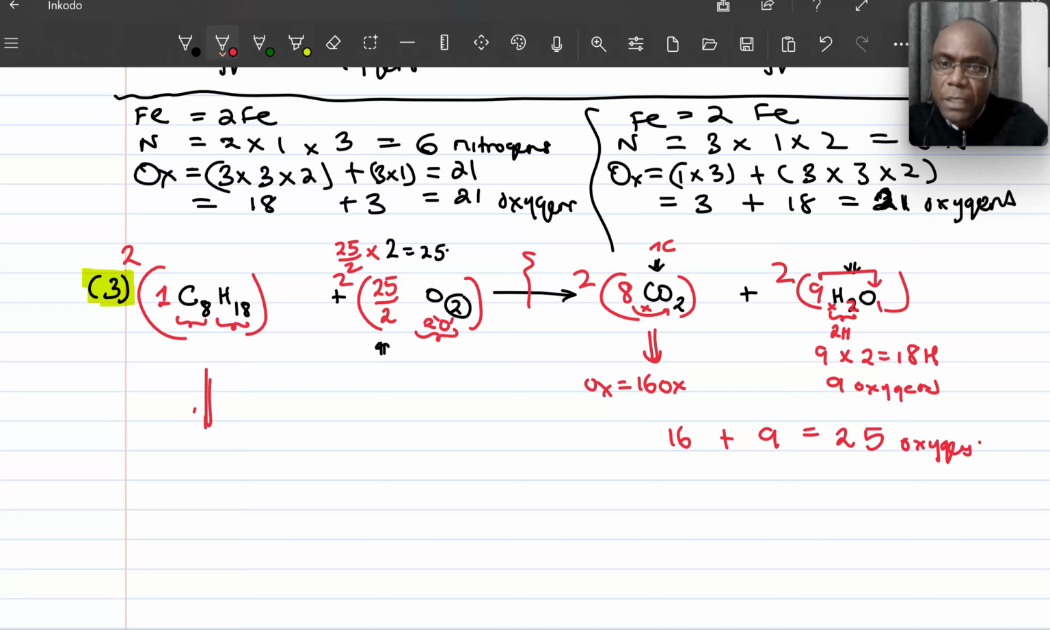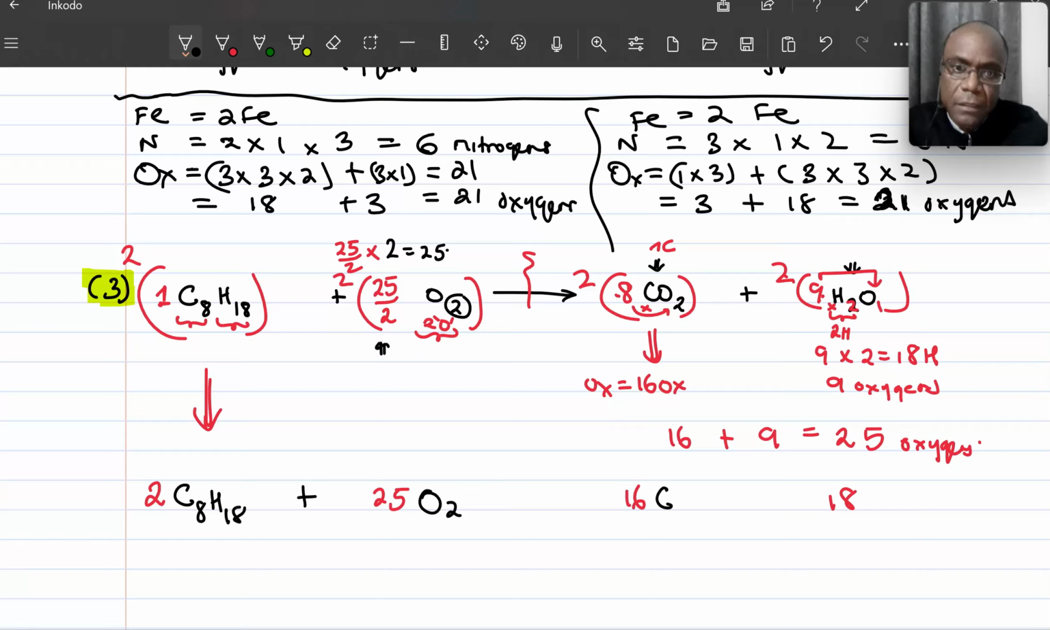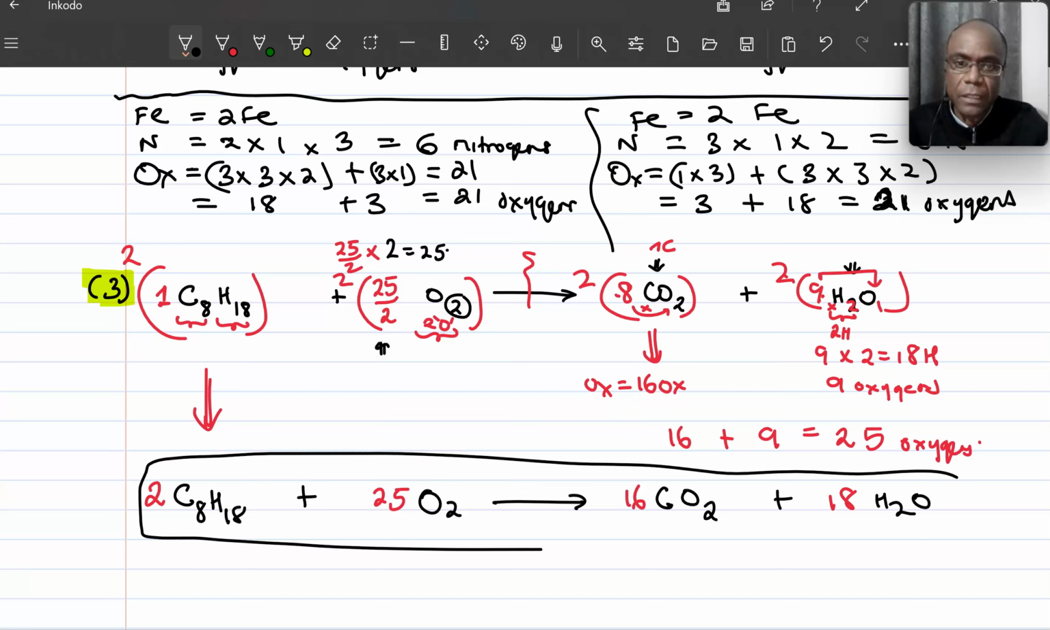So the new balanced equation will be 2, 25, 16, 2 times 8 is 16, 2 times 9 is 18. Those are the leading coefficients, and now I can bring in my molecules. 25 oxygens will give me 16 CO2s and 18 H2Os. That's supposed to be the balanced equation. Now if you check all elements, you'll find that they all balance out. That's how to do it.